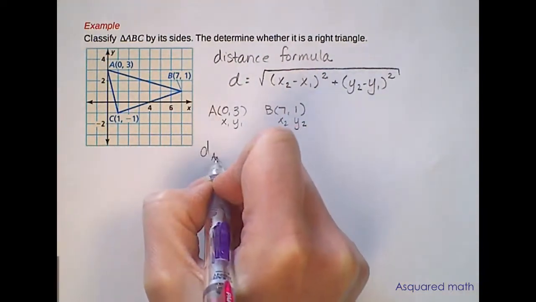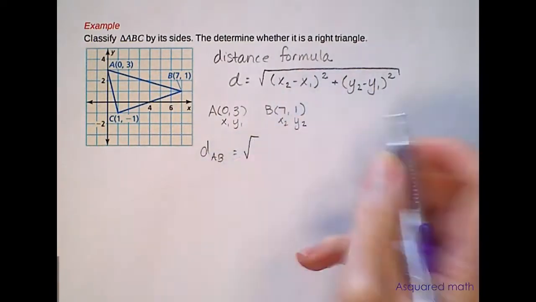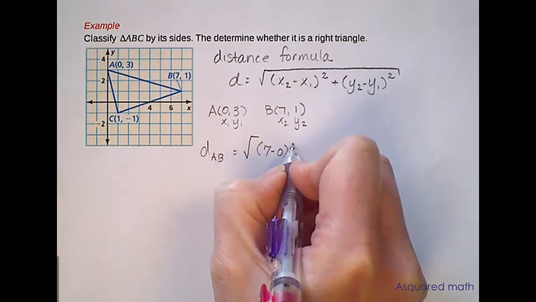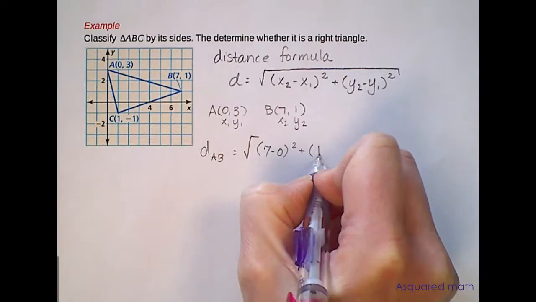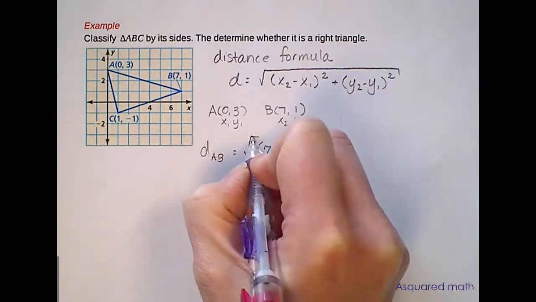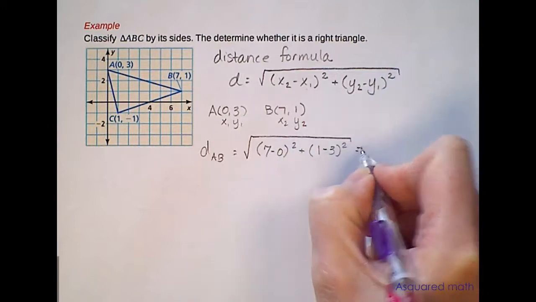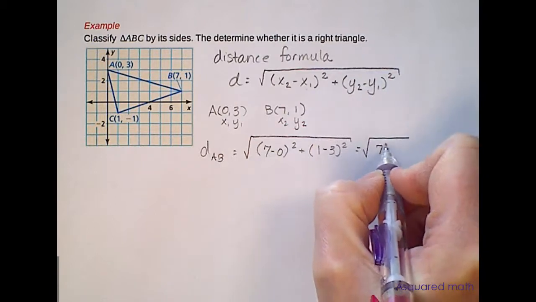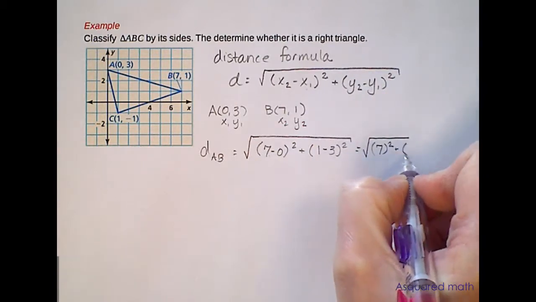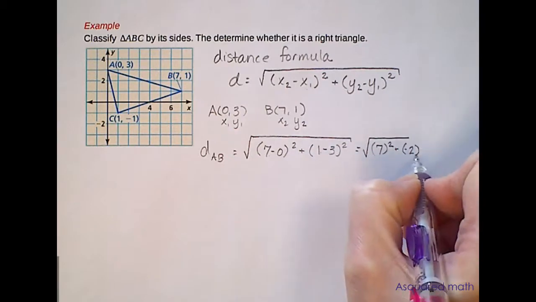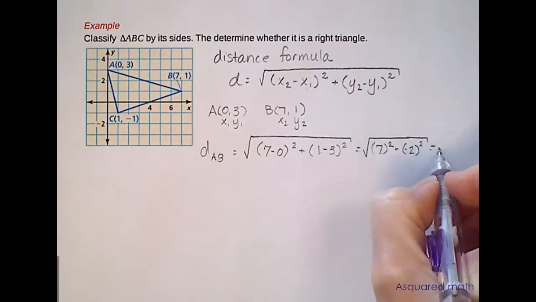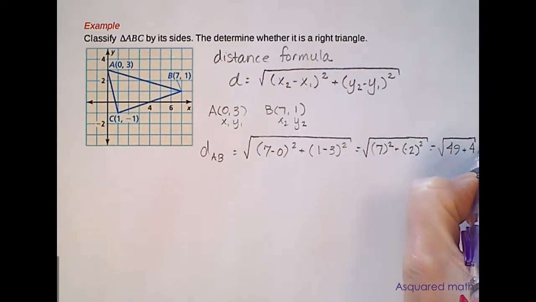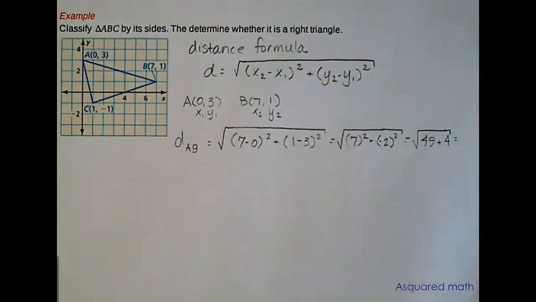Applying the formula, we have distance of AB. We take the square root of the change in x, 7 minus 0 squared, plus the change in y, 1 minus 3 squared, and we take the square root of that whole thing. Doing this subtraction, 7 minus 0 is 7, that quantity is squared, plus 1 minus 3 gives us negative 2, that quantity is squared. So we have the square root of 49 plus 4, or the square root of 53.